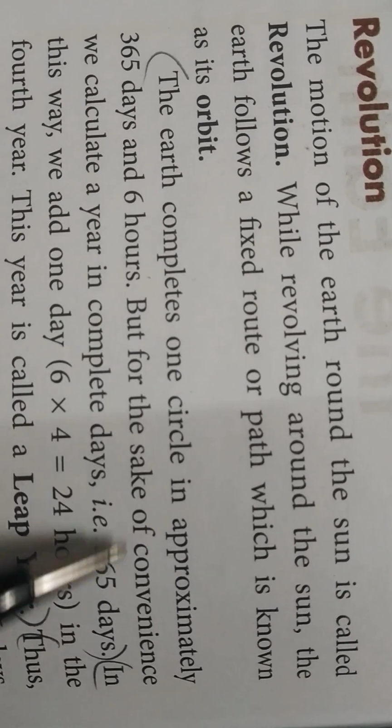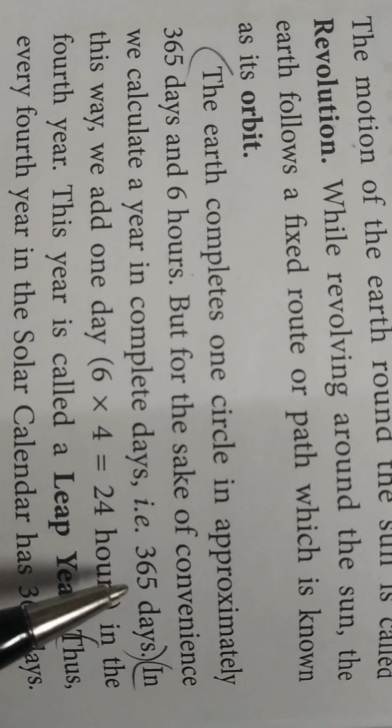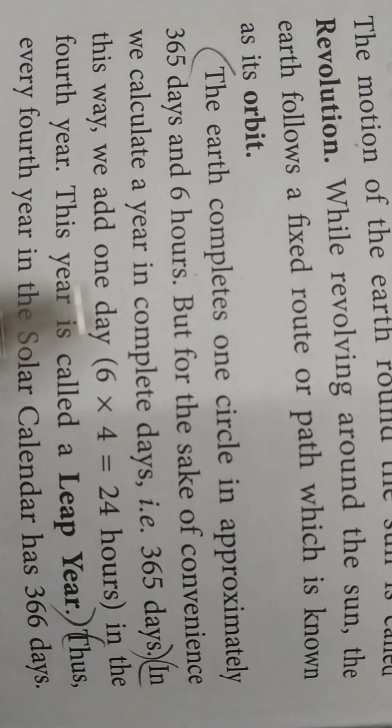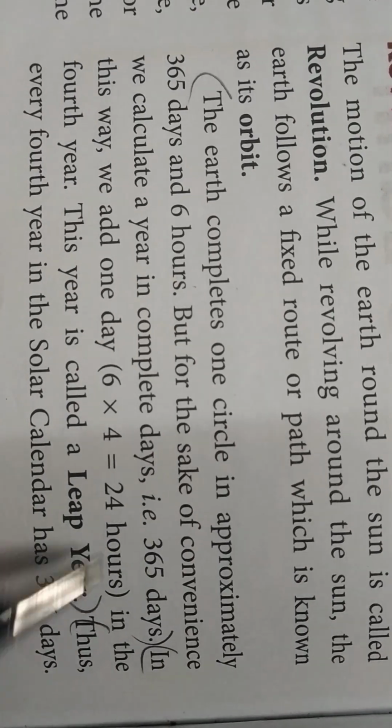But for the sake of convenience, we calculate a year in complete days, that is 365 days. In this way, we add 1 day, 6 into 24, 24 hours in the 4th year.